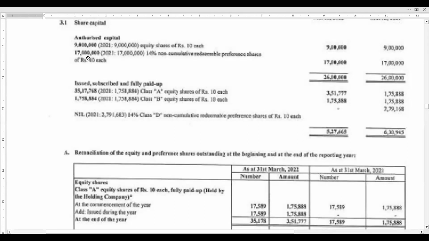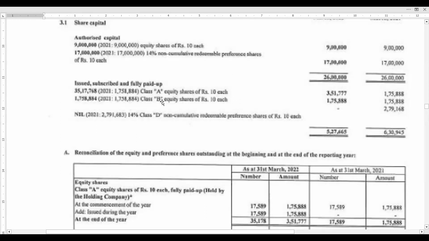Then issued, 1 crore 70 lakh, 14% non-convertible redeemable preference shares. This is authorized capital. And for issued, subscribed and fully paid capital, they have given some numbers. Class A, you see here, class A, class B. Closing balance is nil for the non-convertible preference shares, they were there, and 14% class D. You see, in this equity share capital, they have got two classes of equity shares, class A and class B.